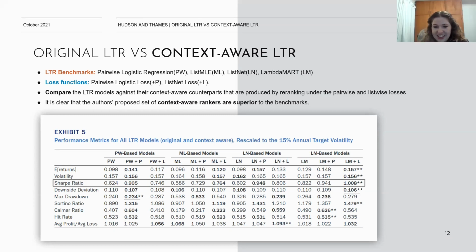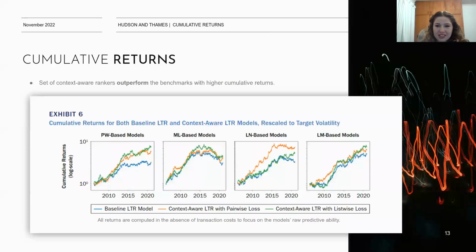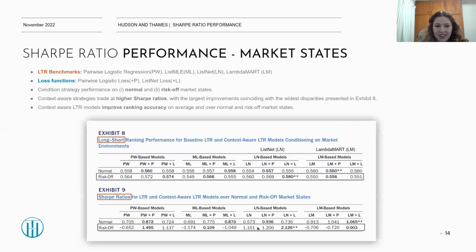Awesome. Okay, so for the next slide, this just confirms what we already said. If we look at the pairwise loss and also the listwise loss, the orange and the green curve, we can see that we have improved returns for each of the benchmark models when you compare that to the baseline. Yeah. Okay, cool.